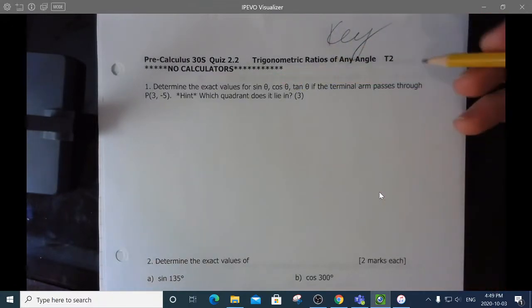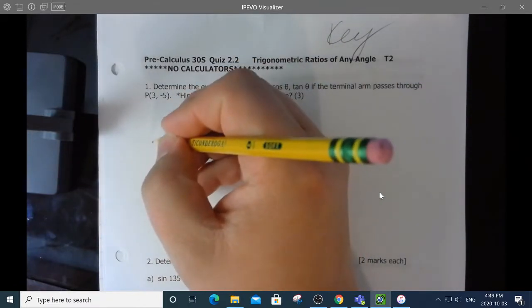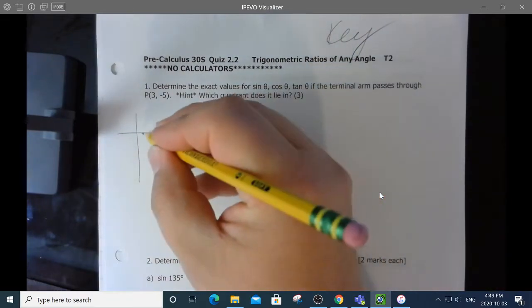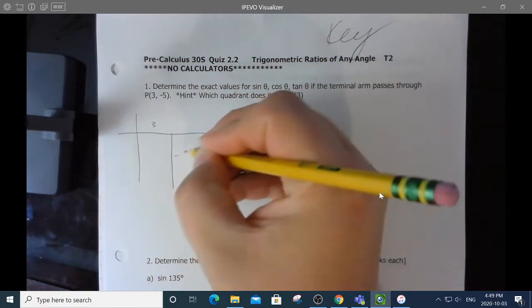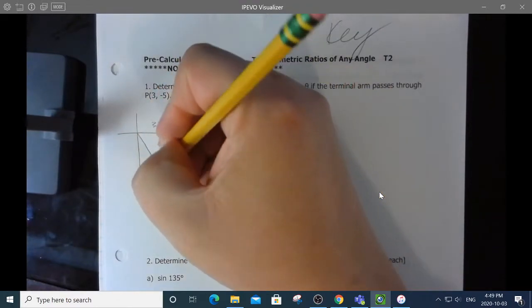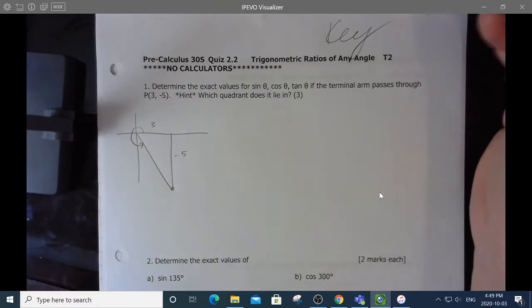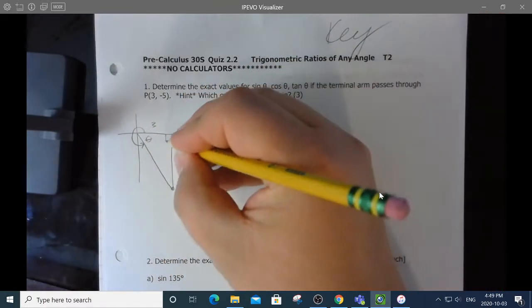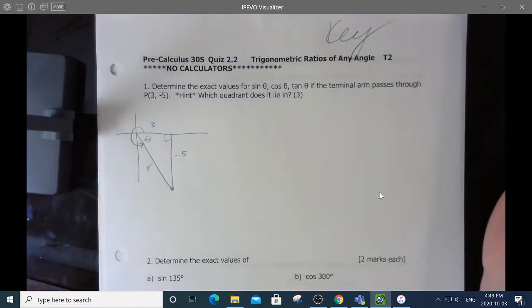Determine the exact values for sine, cos, and tan if the terminal arm passes through (3, -5). Okay, so 3 that way, 5 that way, that's in quadrant 4, right? So 3 this way, negative 5 that way. And there's the triangle, and there's the terminal arm, so we're looking at that angle. But sine, cos, and tan apply to its reference angle. So if I'm going to find sine and cosine, I need to know how long this radius is.